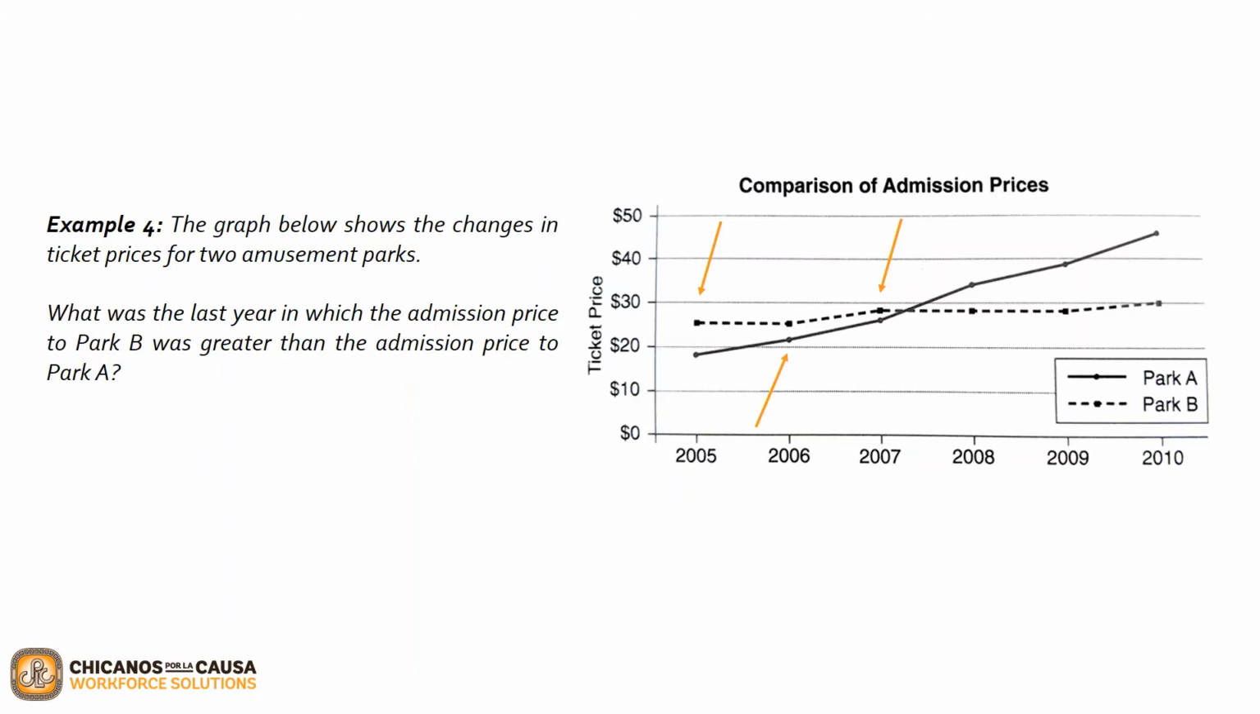So it's asking us what the last year was in which that took place. If we look across from left to right of our line graph, we can see that after 2007, the prices of Park A were higher than those of Park B. Therefore, the last year in which the ticket prices for Park B were greater than Park A was 2007, which is our final answer.